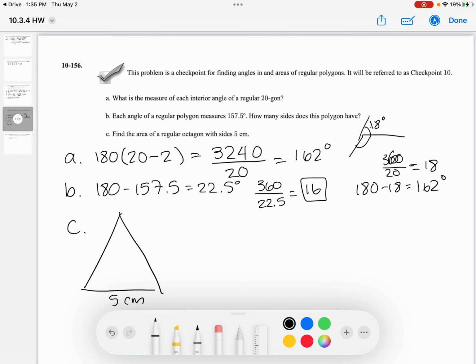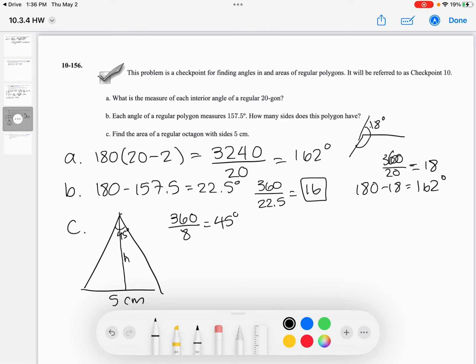Okay, so the next thing I want to think about is, what is the central angle in my pizza slice? There's 360 degrees total in the central angle, divided into 8 equal parts gives me 45 degrees if I put that in my calculator. So this is 45. And if I knew the area of this pizza slice, I could multiply it by 8 and get the area of the whole octagon. Well, it's a triangle, so I need to know the base and the height to find the area.